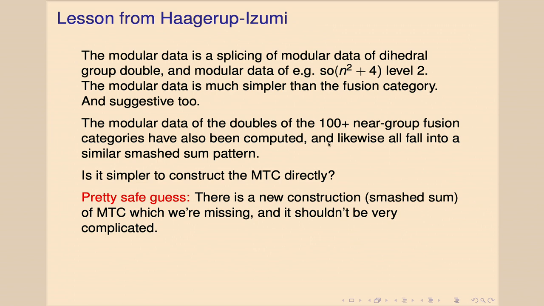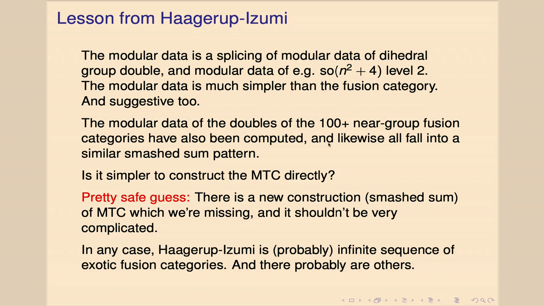You can compute it, and the modular data looks very analogous to that for the Haagerup. Once again, it's built up from chunks put together in a new way, but these chunks are completely trivial. So I'm very confident that there is a new construction. What we're going to really get out of this is a new way to construct, from boring fusion categories, new modular tensor categories. So that's the gift. It's an exotic construction method.